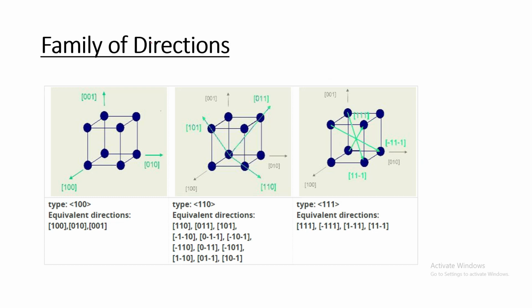Now let us discuss what we mean by family of directions. Till now, I have discussed how to generate Miller indices for a particular direction. We have seen that all the directions that are parallel to each other have the same Miller indices. But let's take the example of a cubic lattice. Its lattice parameters are A equal to B equal to C, and alpha equal to beta equal to gamma equal to 90 degrees.